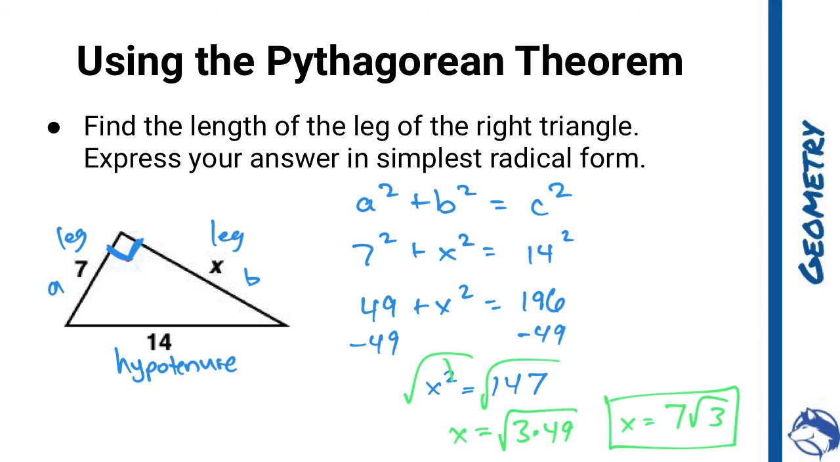Is my x. And remember, it can only be the positive value because this leg has to be positive. But that is how you would complete a problem like this.